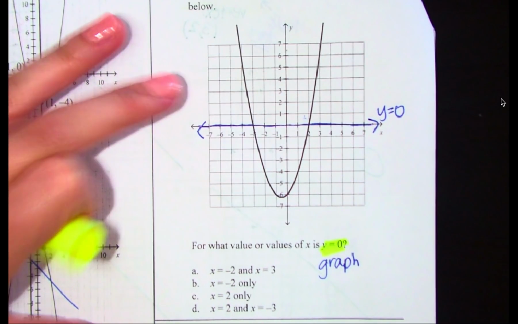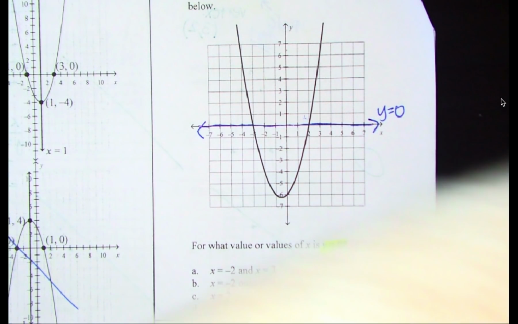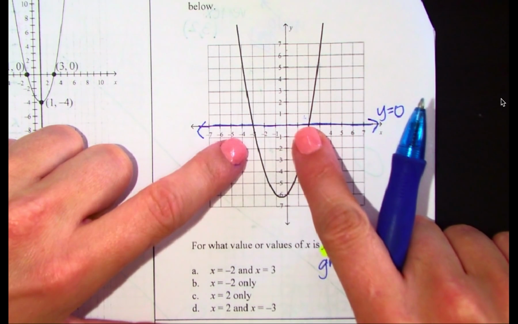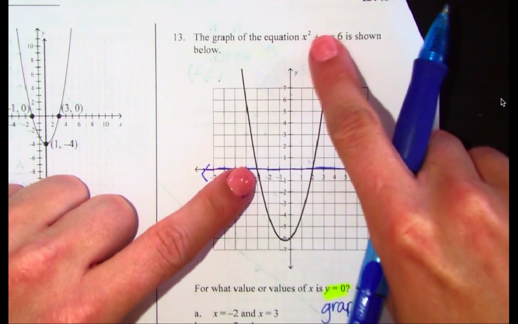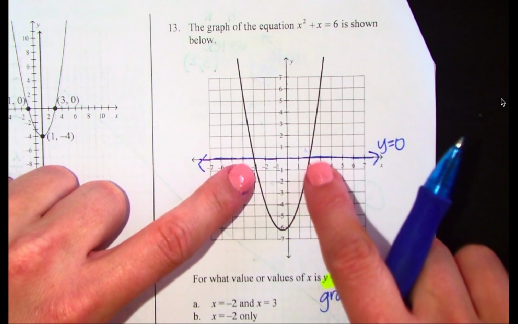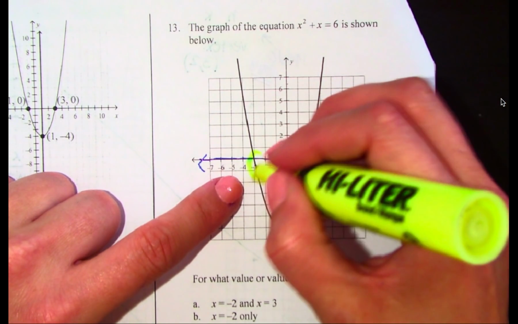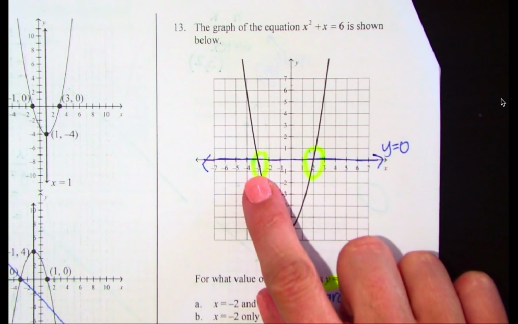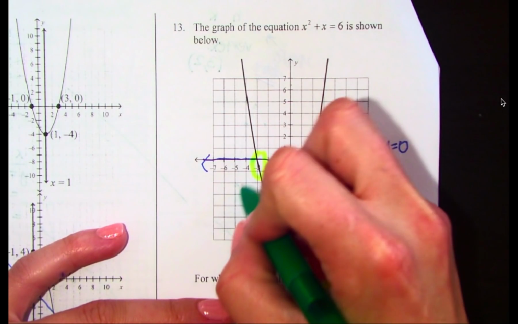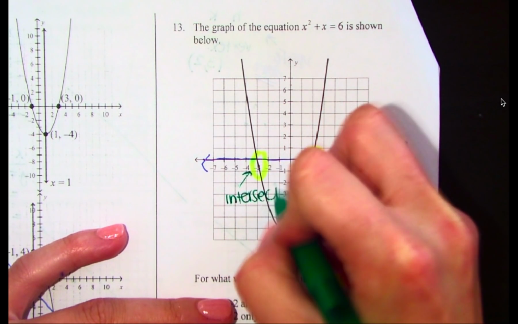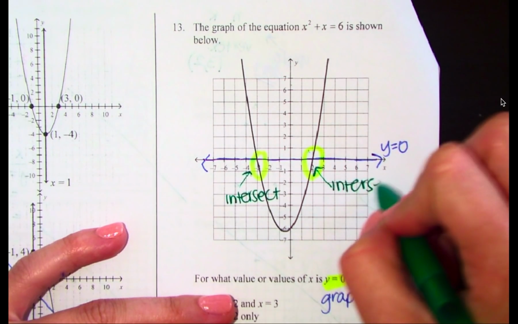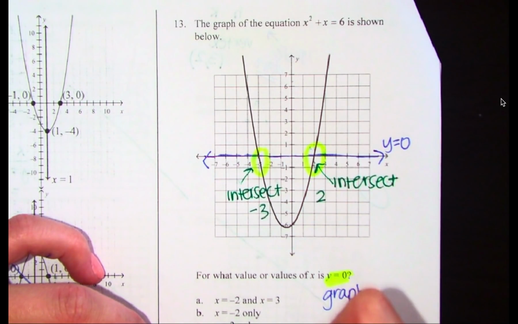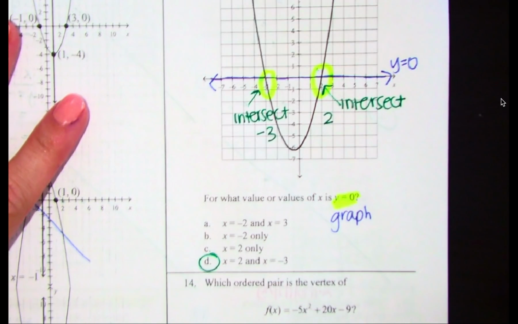That's y equals 0. So now I'm going to look to see what values on my graph are at y equals 0. So what of these values of x are y equals 0? What you do is you just look to see where they intersect, at negative 3 and positive 2. So that's one way you could do it. I think that might be the easiest way for us, drawing the line and then looking where they intersect. So it's negative 3 and positive 2. So D is my answer.